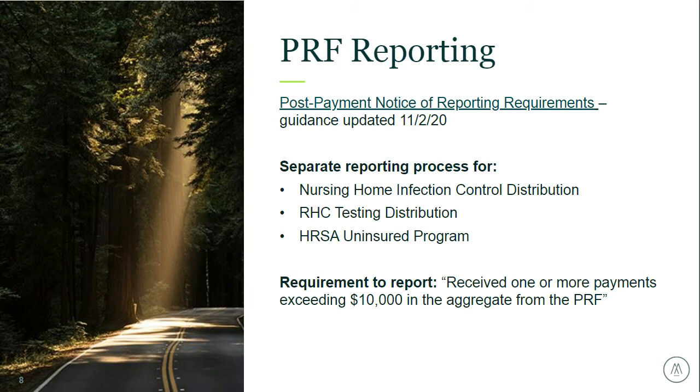Of all the distributions from the Provider Relief Fund, there are a few that are not included in the Provider Relief Fund reporting we're talking about today. So the nursing home infection control, the RHC Rural Health Clinic testing distribution, and money received through the HRSA uninsured program, where you submit claims for uninsured patients and get paid at Medicare rates. Those each have their own separate reporting process. If you received more than $10,000 in the aggregate from HHS, then you are going to be required to do this upcoming Provider Relief Fund reporting.